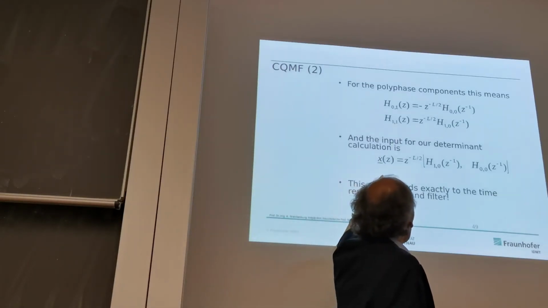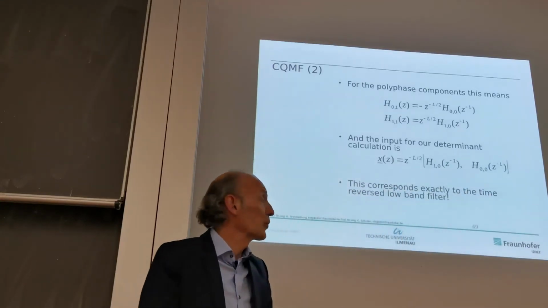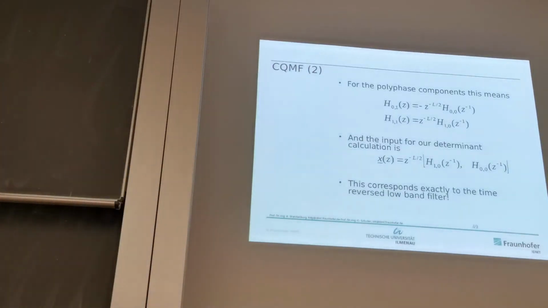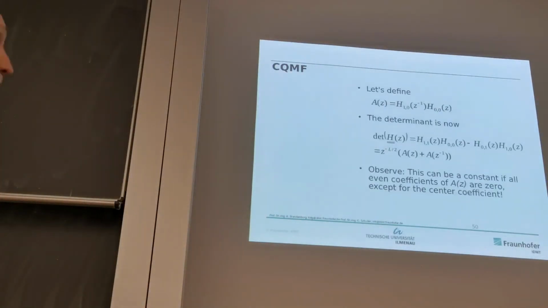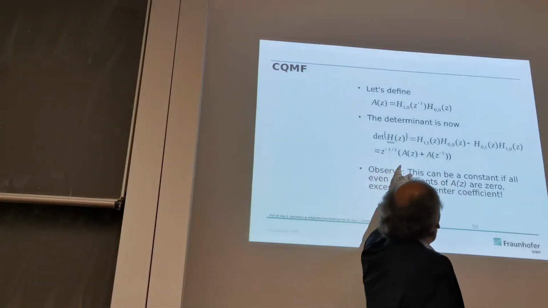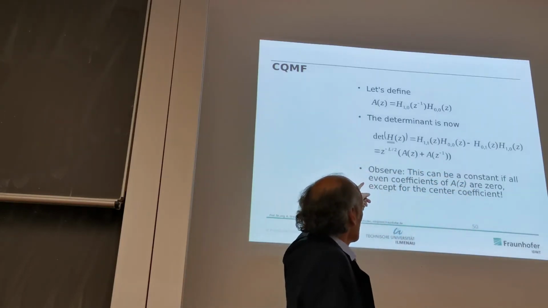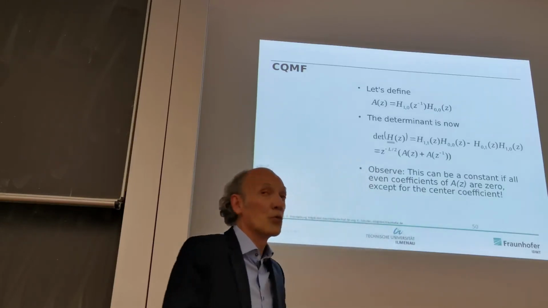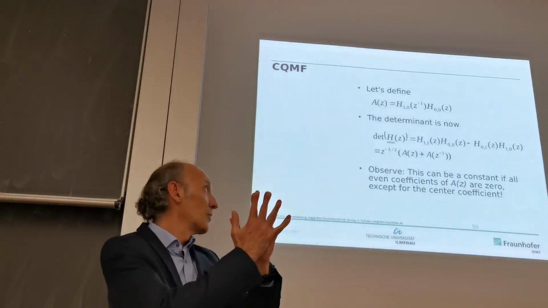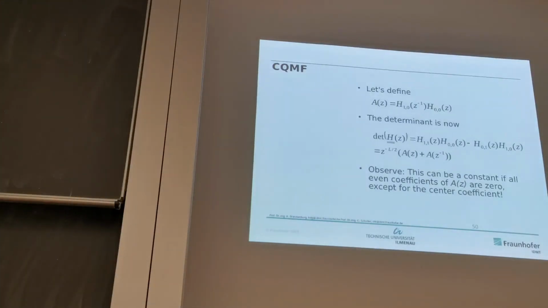Basically, the input for our determinant calculation is then this, and this corresponds exactly to the time reverse low band filter. And that actually then leads to perfect reconstruction. So here, the determinant now can be seen as 2 polynomials which are added. And this can be a constant at all even coefficients of A of sigma 0, except for the center coefficient, because it's flipped to itself and you add it. And that works if everything is 0 except for the center coefficient.